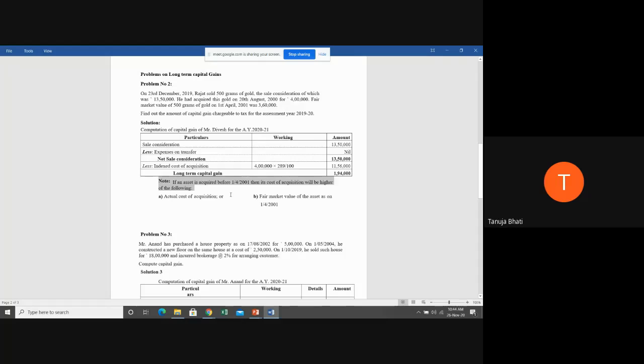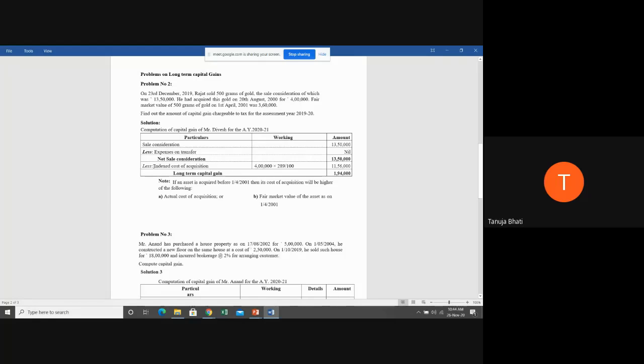Now what is the actual cost of acquisition? 4 lakh rupees. See, 4 lakh is the actual cost of acquisition, or 3 lakh 60,000. Which is higher of these two? Ma'am, 4 lakh. So 4 lakh will be your cost of acquisition. This is cost of acquisition. But remember, for long-term capital gains calculation, we have to index it. So how do we index it? By using CII, cost inflation index.